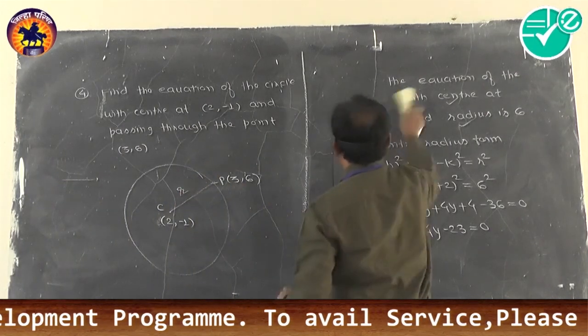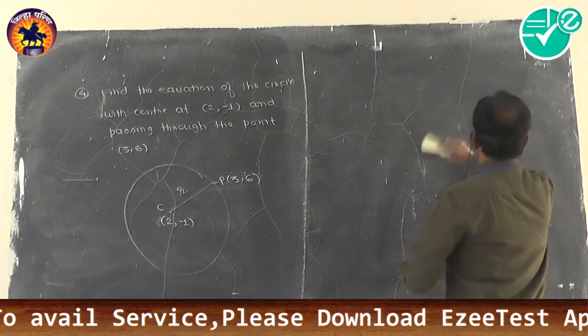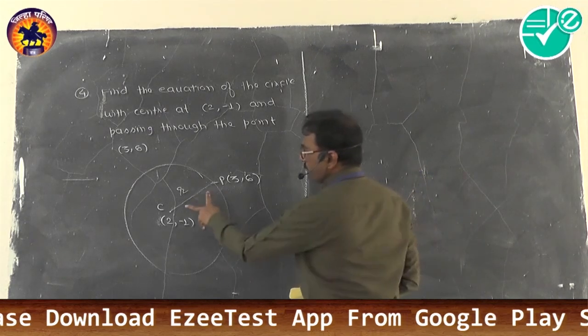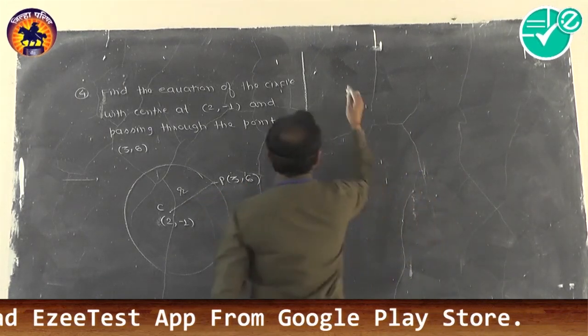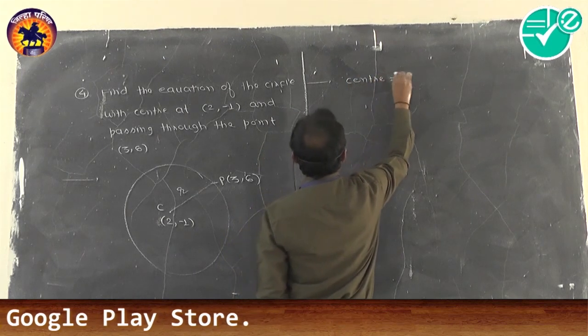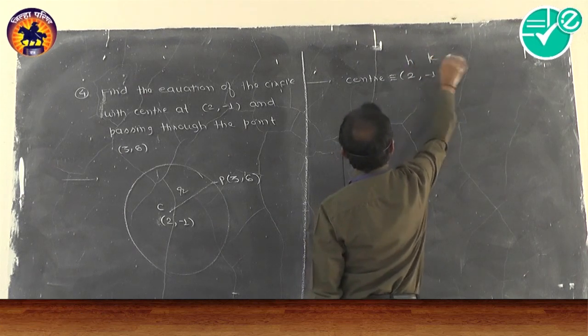For this current problem, we have to find the radius of the circle first, and in order to find the radius of the circle we have to find the distance between C and P. Actually, here the center is given. What is the center provided here? 2 comma minus 1, which means it is h, and this is k.